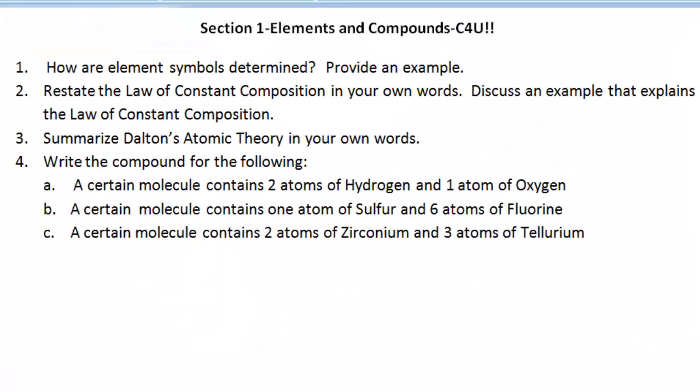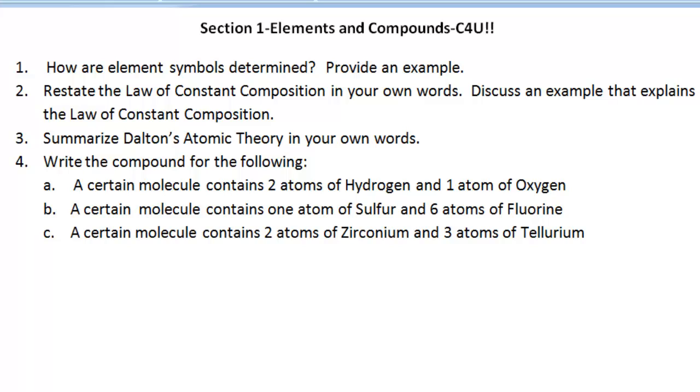Okay, so number 1. How are element symbols determined? And please provide an example. So, what are the rules when you're going to write an element symbol? Number 2, make sure you restate the law of constant composition in your own words. So try to put it in your own words so you can remember it more easily. And discuss an example that explains the law of constant composition.